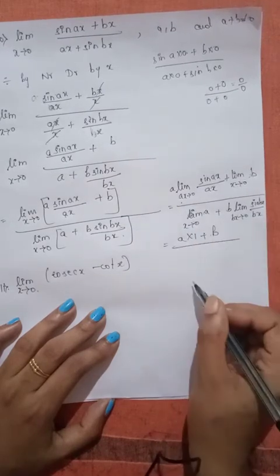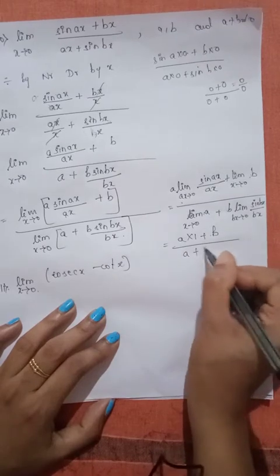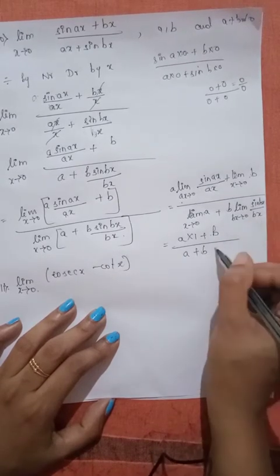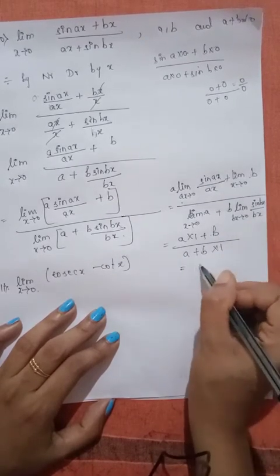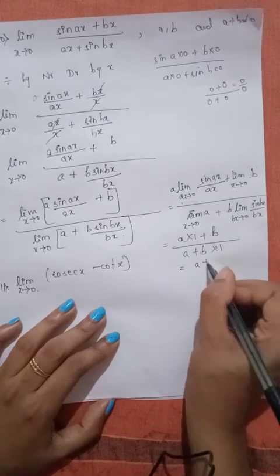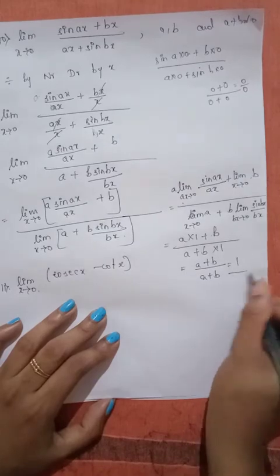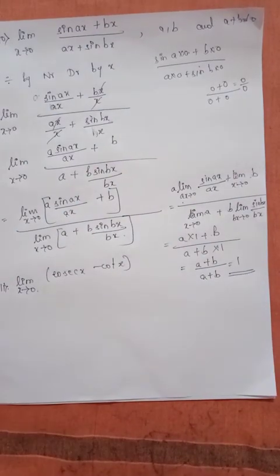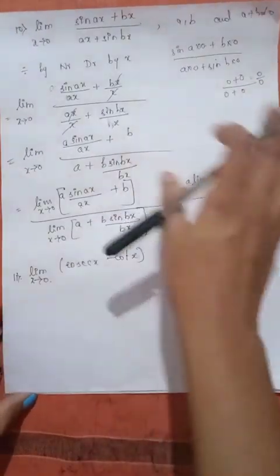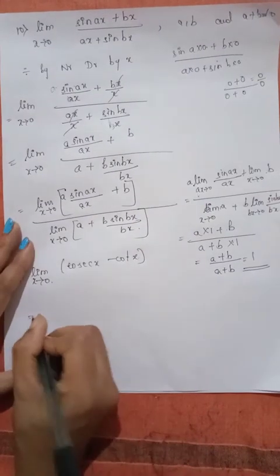Similarly here, what is limit of a? Then a itself, plus b into, what is limit of sin bx into 1? It is 1. So what you will get, a into 1 is a plus b divided by a plus b. So it is equal to 1. So what is your limit? The limiting value is 1. Okay, I hope it is clear. We'll go for the next question.